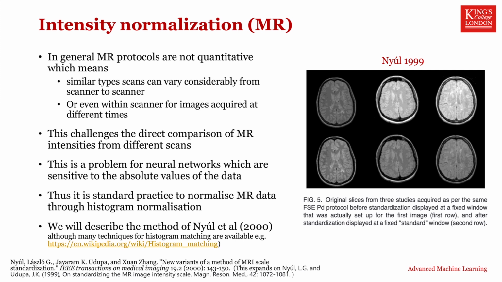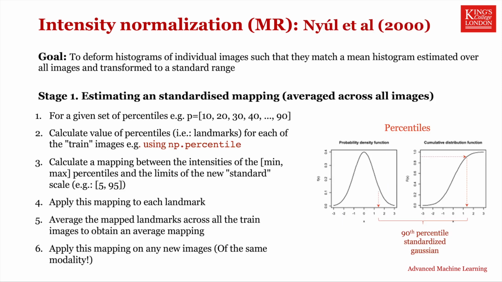So, as today in your tutorial and for your projects you will be using MRI, we're going to look in more detail at this histogram matching approach. So here, the high-level goal of histogram normalization is to non-linearly scale the intensity histograms of images to instead match some target histogram distribution. And while there are many documented approaches to do this, today we will look at the approach of Nyul et al. from the year 2000, which seeks to deform histograms so as to match a mean histogram, which is estimated from a target population of images and has been transformed to a standard range.